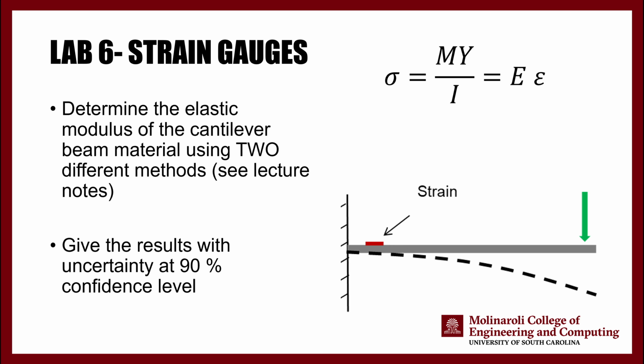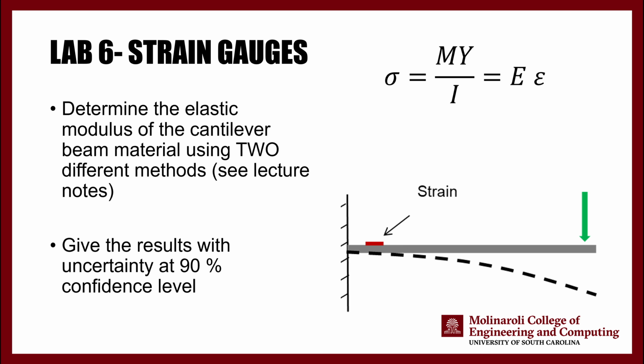Based on Hooke's law, we can relate the stress to a strain through the modulus of elasticity, which essentially means that the equation you are going to use is: strain is equal to the moment multiplied by the distance from the neutral axis, divided by the modulus of elasticity multiplied by your moment of inertia. And so your job is to calculate the modulus of elasticity for this specific beam.